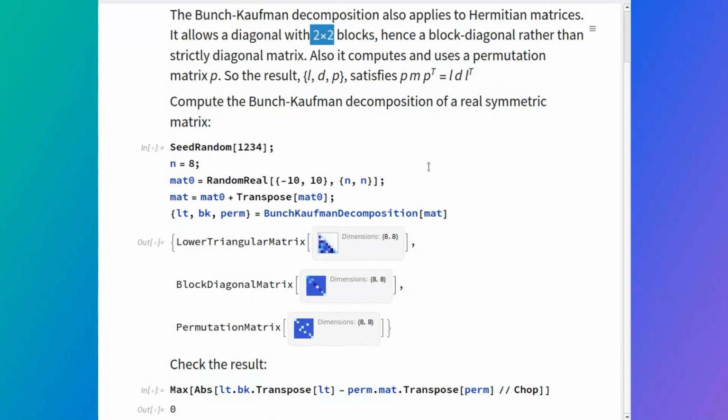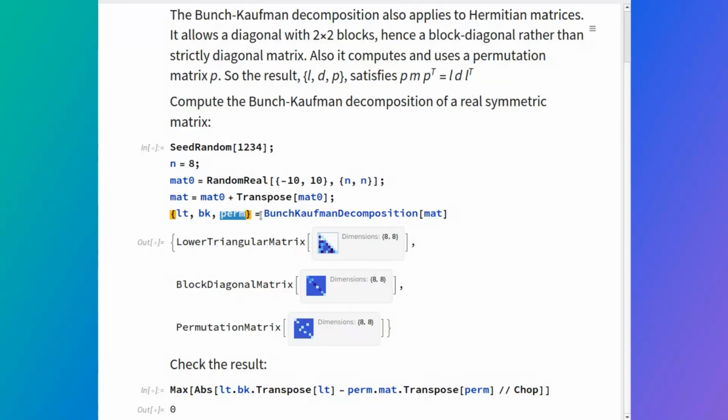And so here's again a quick example, where we now get a permutation as well as the lower triangular matrix and the block diagonal matrix.